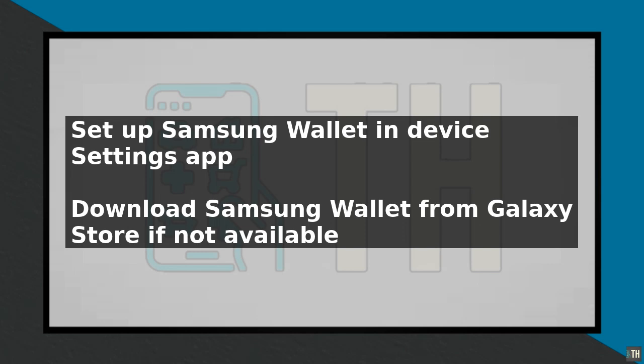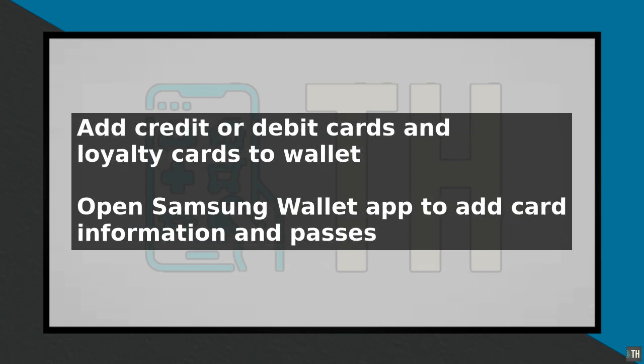To do this, go to the Settings app, then select Advanced Features, followed by Samsung Wallet, and then Quick Access. Toggle the switch to enable Quick Access. With Quick Access enabled, you can access Samsung Wallet from the lock screen, home screen, or when your screen is off.